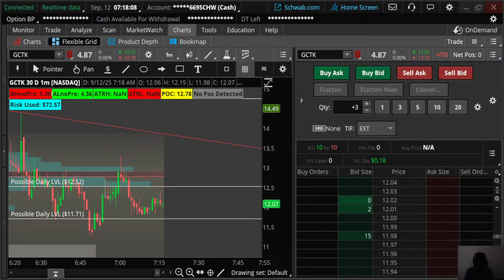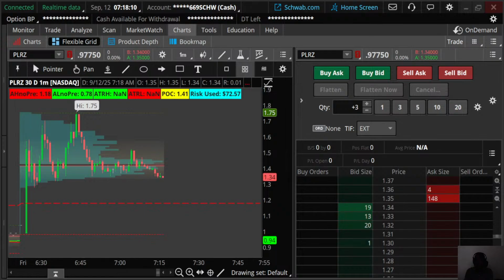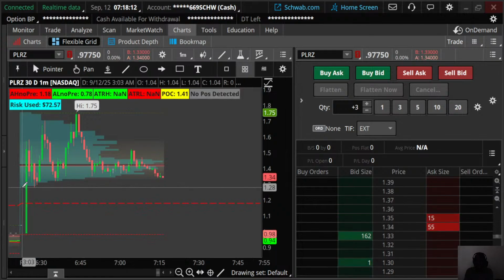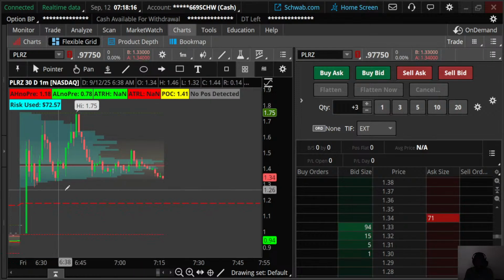Yep, 15 minutes back telling me that this is a no-go. This one, like I said, the bottom side looks like it's 128, so we'll see what kind of action comes at 128 on PLRZ. Still leading the day in volume, 26 million shares traded.